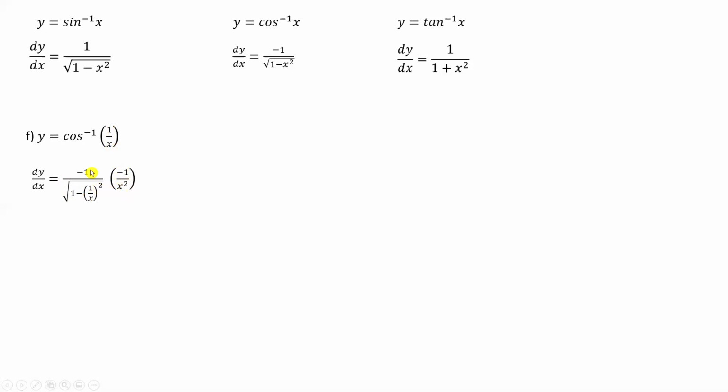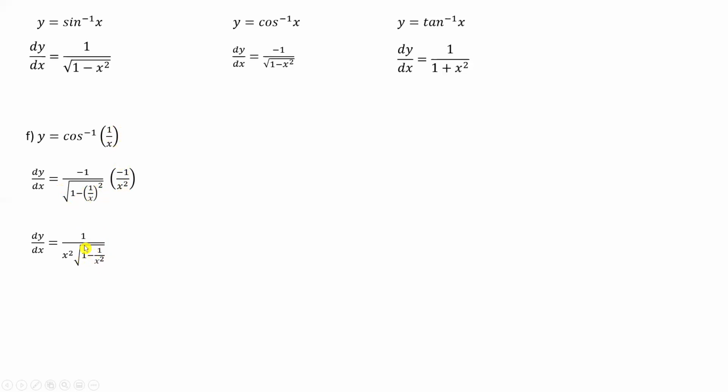I'll do that again. Negative 1 over the square root of 1 minus whatever we started with squared. The derivative of 1 over x is the derivative of x to the negative 1. The derivative would be negative 1, x to the negative 2. Cleaning this one up, a negative 1 times a negative 1 is a positive 1. The x squared we'll put in front, and we'll square the 1 over x. So it becomes 1 over x squared.